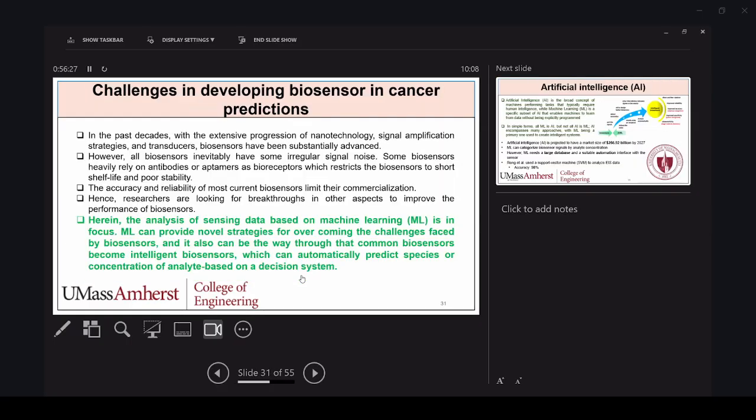Here our machine learning person comes in. What are the challenges in analyzing sensing data? Machine learning is in focus, with novel strategies. So what we did was incorporate machine learning algorithms, and for our study we gave a name to that particular biosensor: intelligent biosensors.